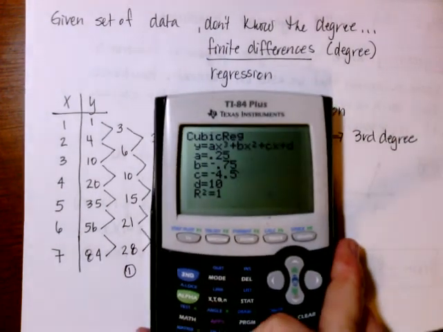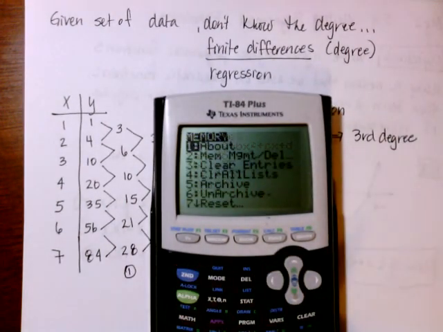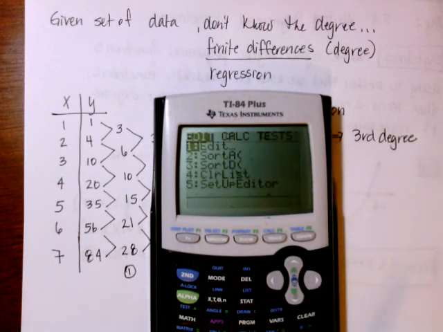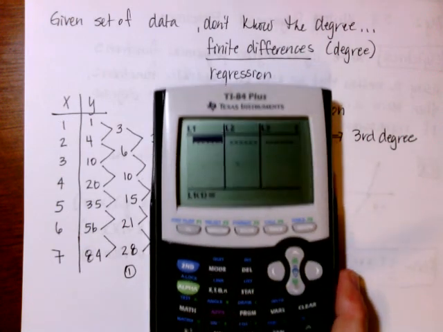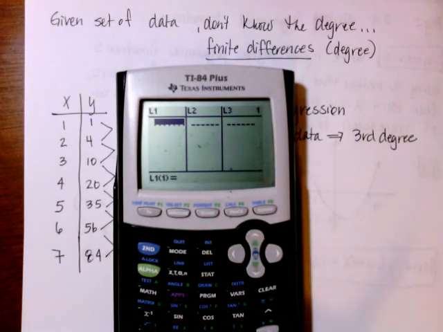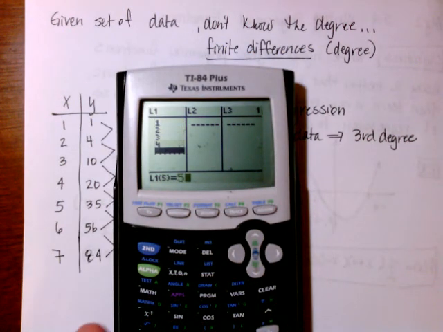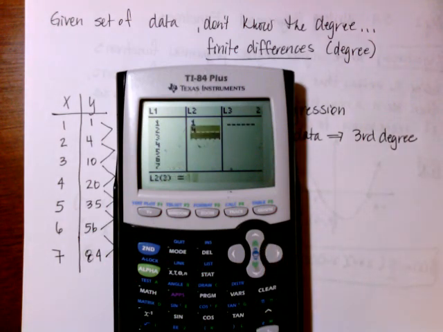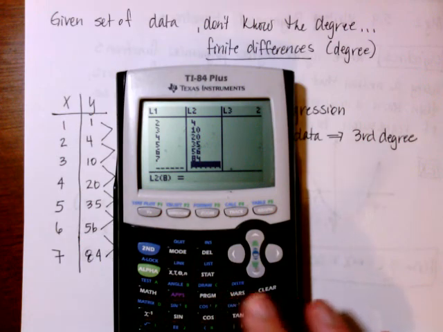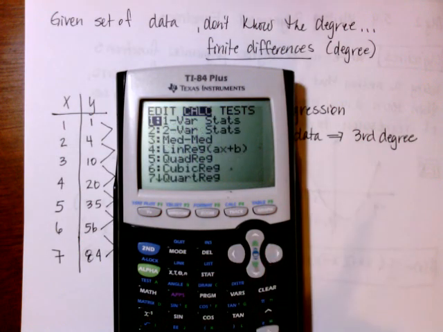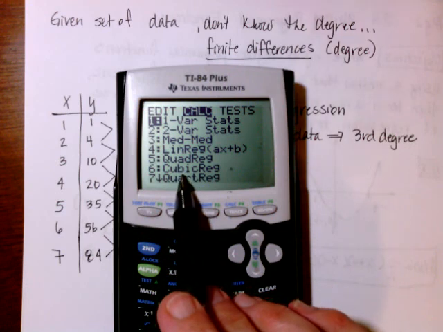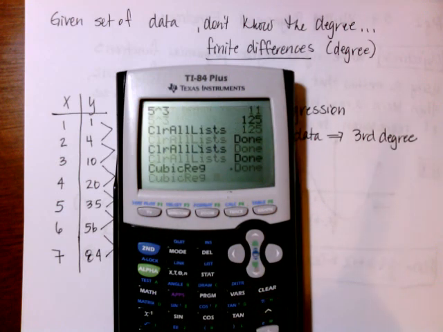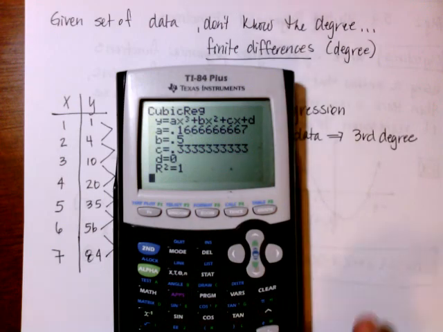So now what I'm going to do, I'm going to clear my memory, and I'm going to go into stat, and I'm going to edit, and I'm going to enter my x values first. So I had 1, 2, 3, 4, 5, 6, 7, and then I'm going to enter my y's: 1, 4, 10, 20, 35, 56, and 84. And now what I'm going to do is I'm going to do my stat, calculate. We found out by using the finite differences that it's a cubic model. And there is my cubic model.